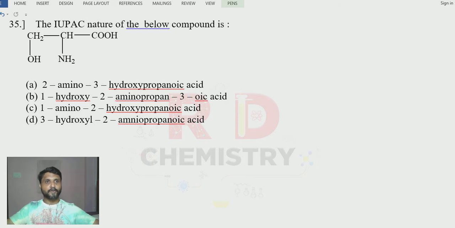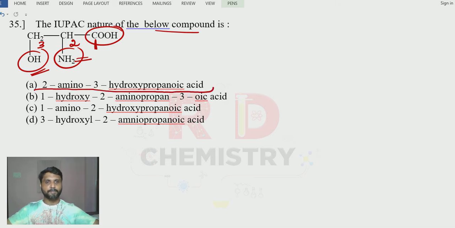Question number 35, the IUPAC name of the compound. So we have COOH, NH2 and OH. Now which is the main functional group? COOH is the principal functional group. So it should be carbon number 1, carbon number 2, carbon number 3. So this becomes amino, and this becomes hydroxy. The longest chain has 3 carbon atoms, propanoic acid. According to alphabetical order, I can write 2-amino, 3-hydroxy, propanoic acid. Correct? Answer is the first one.